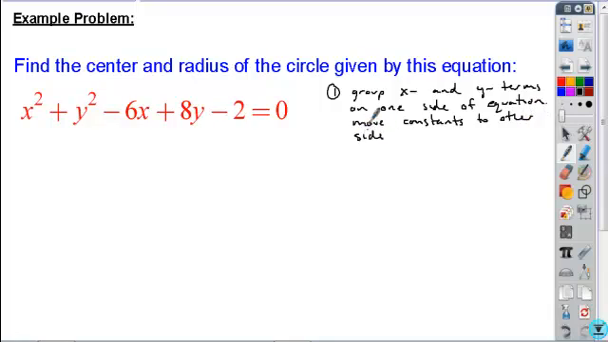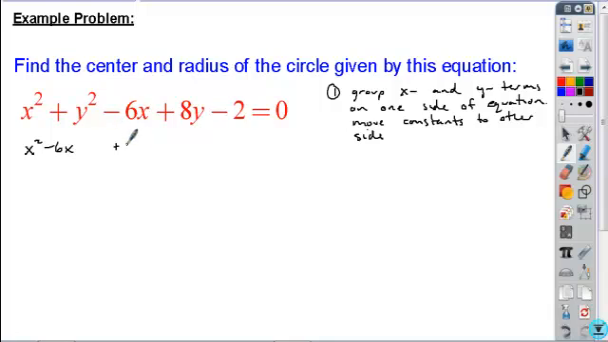All right, the first thing that you're going to do is group your x and y terms. You put your variable terms on one side of the equation, and you put your constants over on the other side. So what that's going to look like is, and you'll put them in alphabetical order, x squared minus 6x. I'm grouping, reordering those terms and grouping them together. I am going to leave a space to do the next step.